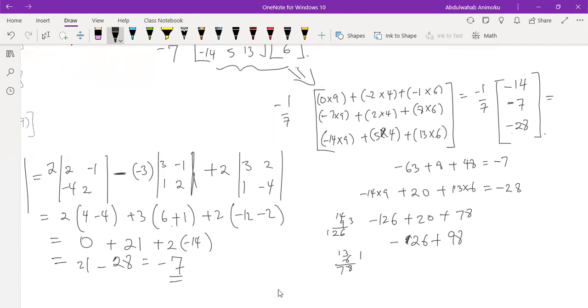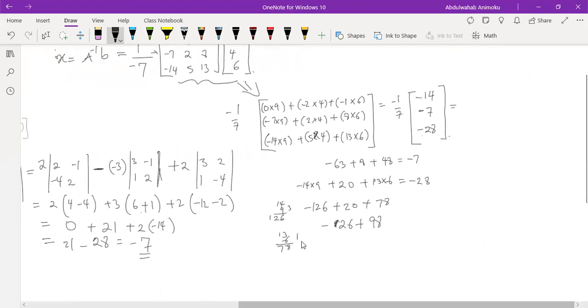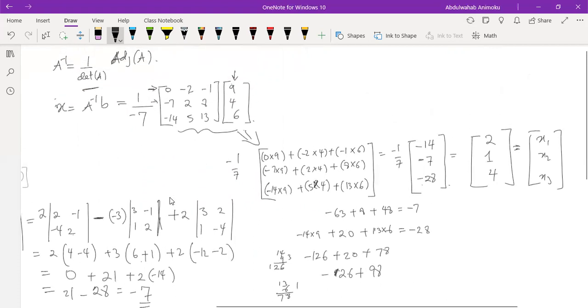So finishing up, let's just quickly finish off this problem. What do you have when you multiply by minus 1 over 7? This gives you 2, this gives you 1, and this gives you 4, which is the same solution set. So this is for x1, x2, x3. This is the same solution set that we had with the previous methods that we used. So this is how to use the matrix method as well to solve this problem.